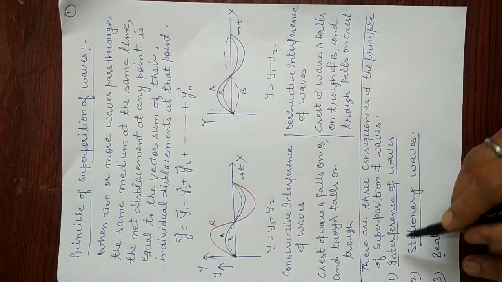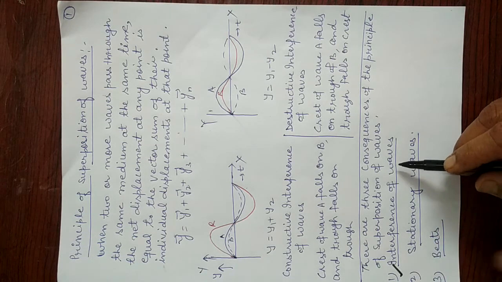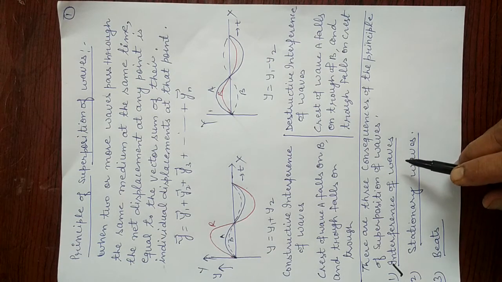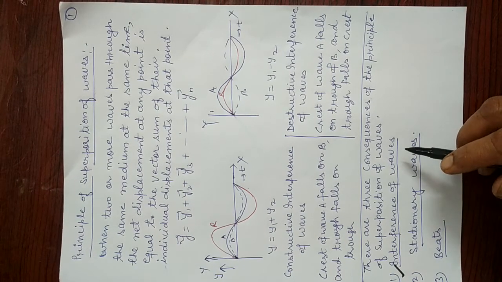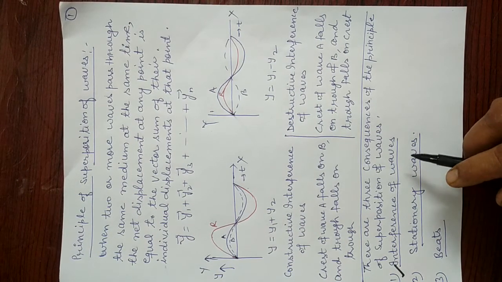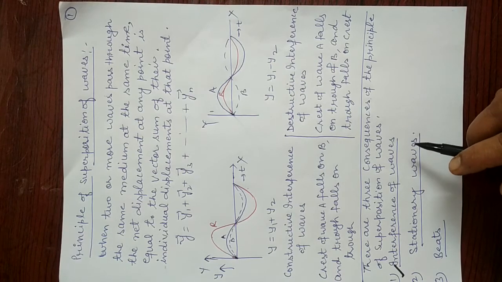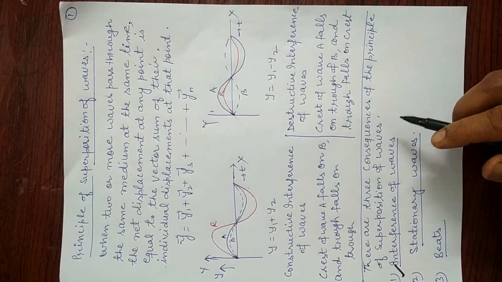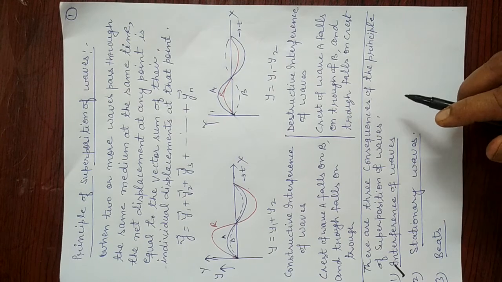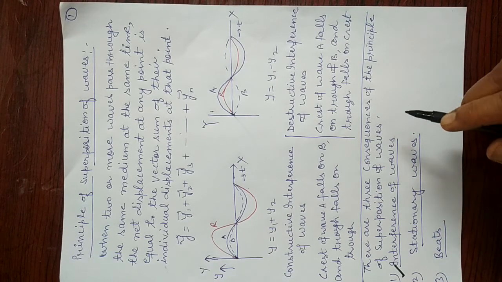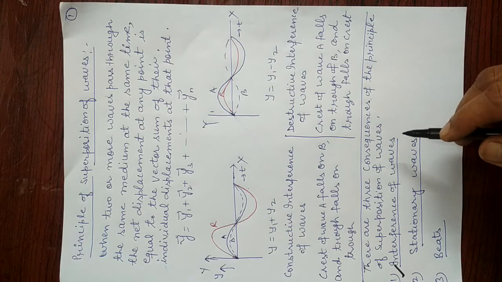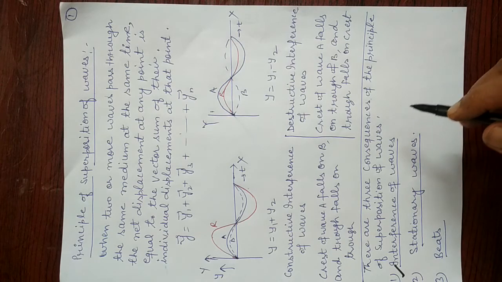Number one, interference of waves. Actually, in case of interference, when two waves of the same frequency, which are moving with the same speed in the same direction in a medium, superimpose on each other, then they give rise to the effect which is known as interference of waves.